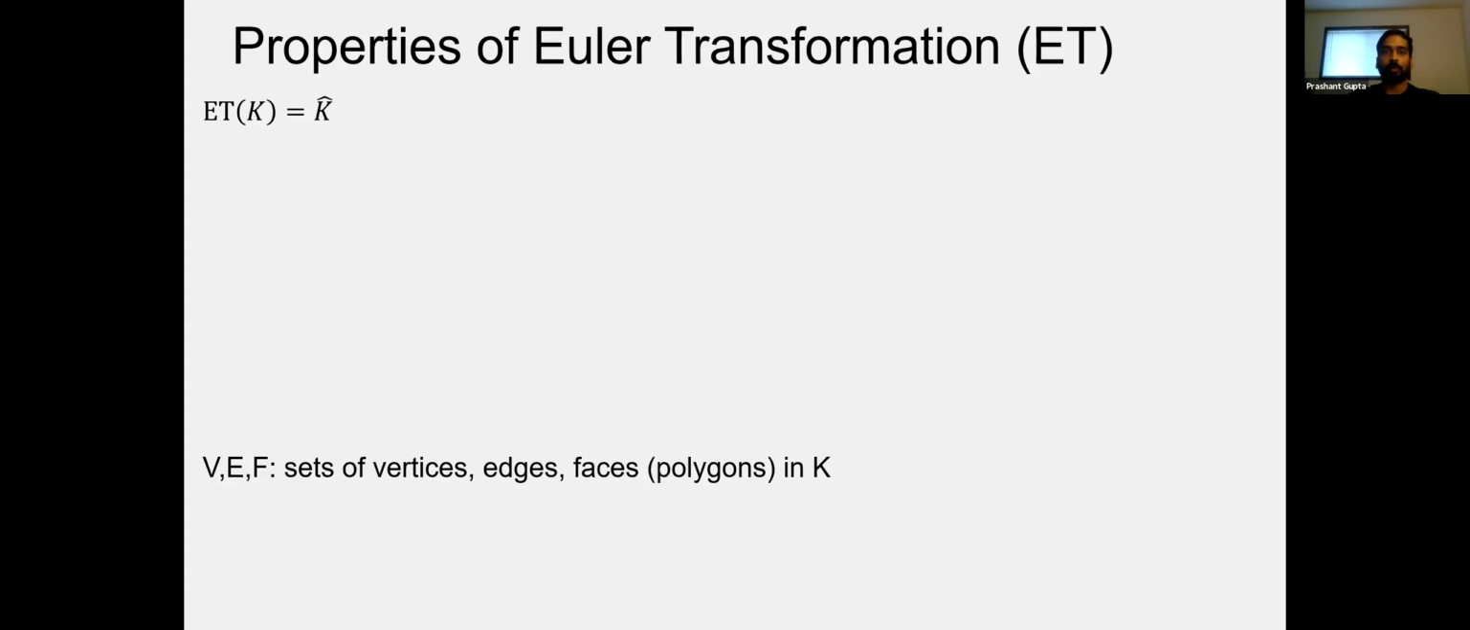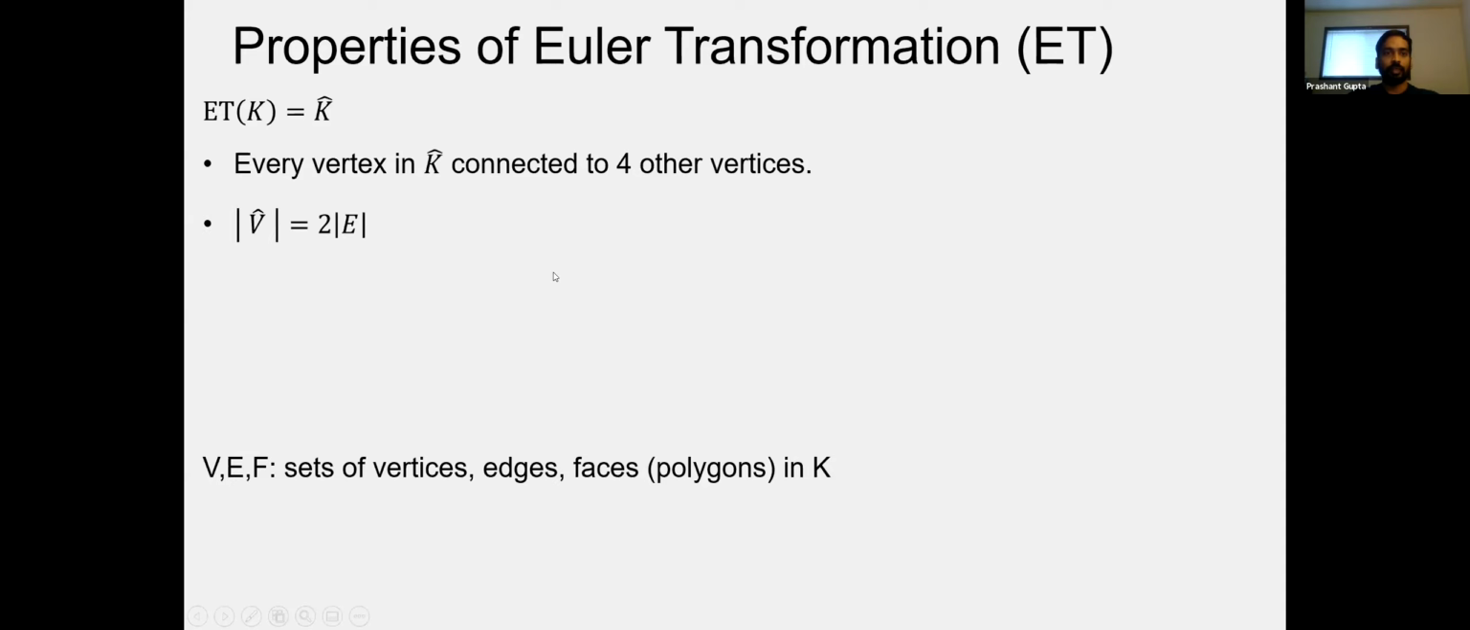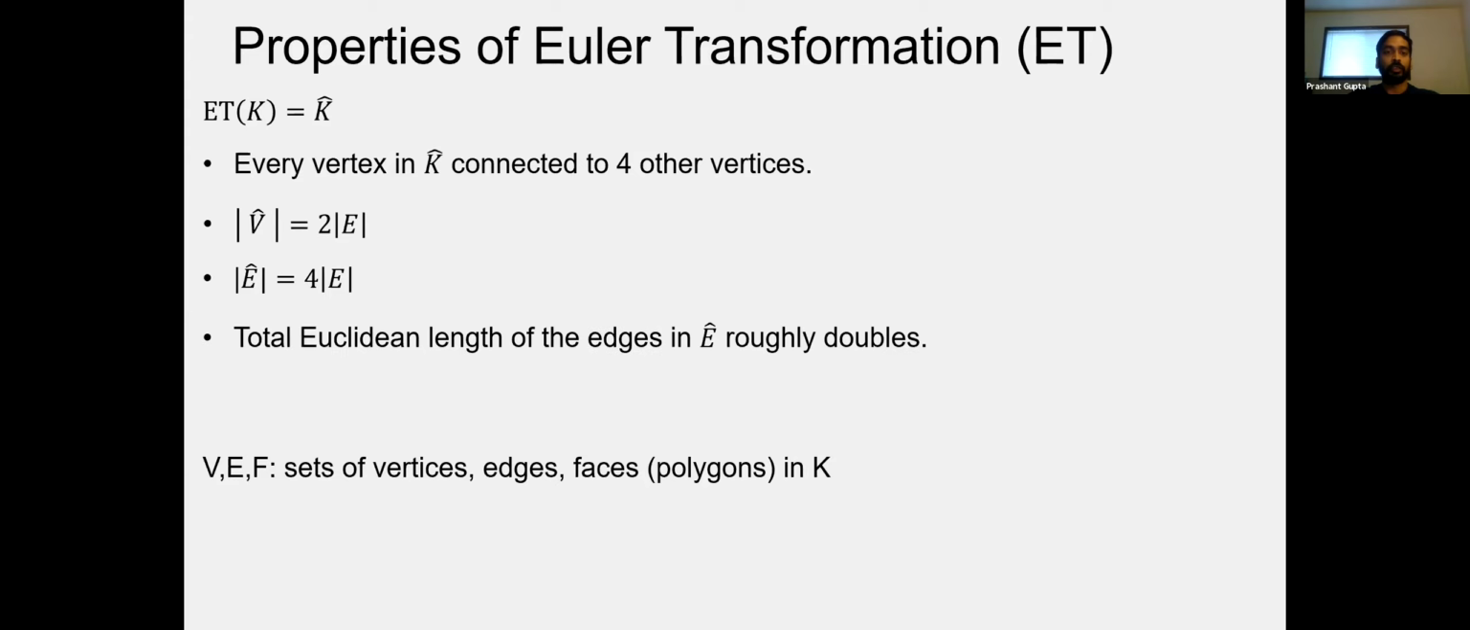Now I'm going to talk about some properties of the Euler transformation. Let K be an input mesh and K hat be an output mesh. As we observe, each vertex is connected to 4 other vertices. The total number of vertices is 2 times the total number of edges in the input mesh. The total number of edges in the output mesh is 4 times the total number of edges in the input mesh. Although the total Euclidean length of edges in the output mesh is roughly double the total length of edges in the input mesh.